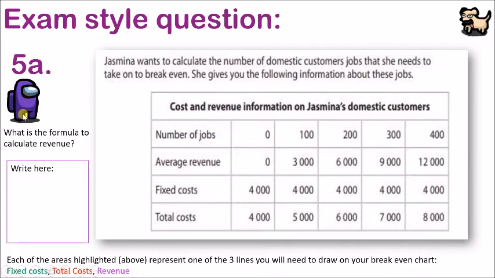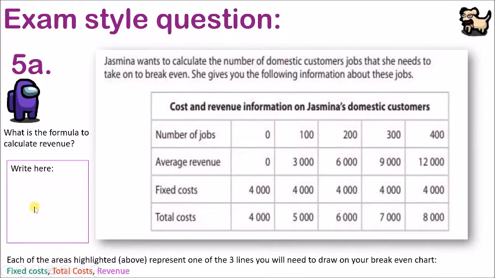Question 5a. Jasmina wants to calculate the number of domestic customer jobs that she needs to take on to break even. She gives you the following information about these jobs. So you've got the cost and revenue information of Jasmina's domestic customers in the table below. First of all, the question is asking you, what is the formula to calculate revenue? So actually, you're just asked to remember a formula, so fill in the box on the left.